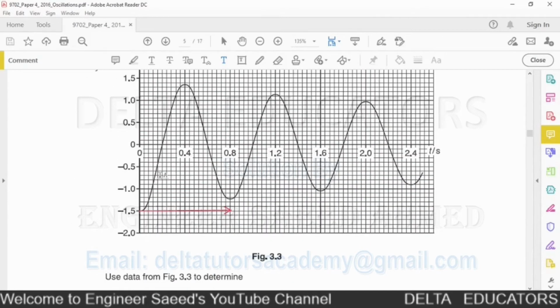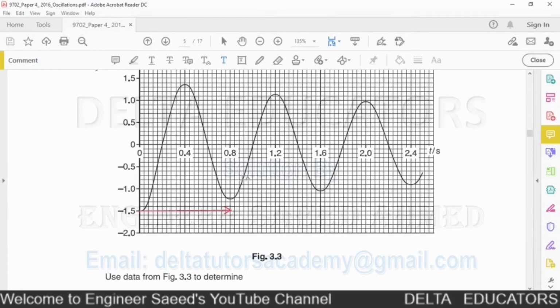It is first wave, now it is second wave, and it is third wave. So here, after completion of the third wave, at this point we have to find out the loss in kinetic energy in the wave. To calculate the loss in kinetic energy in the wave, we have to use the formula half m omega square (x naught square minus x square).